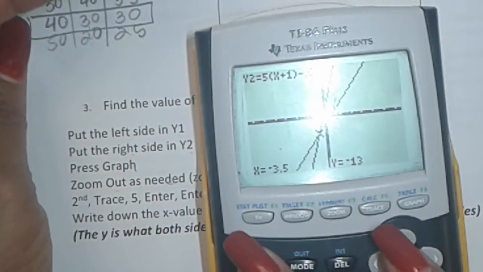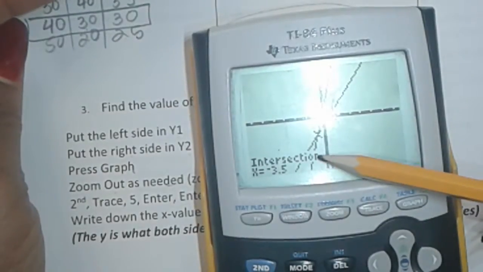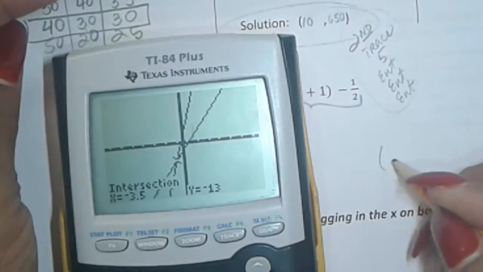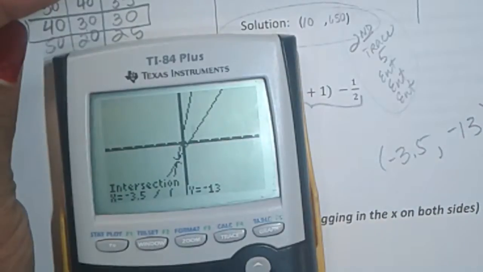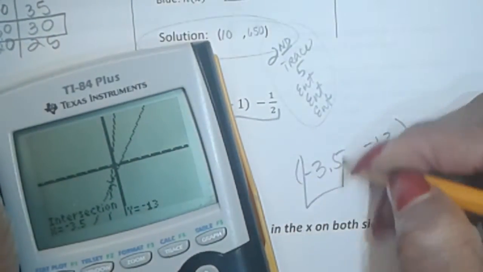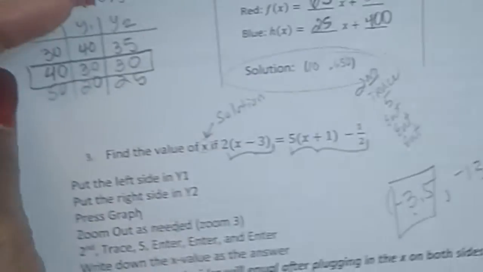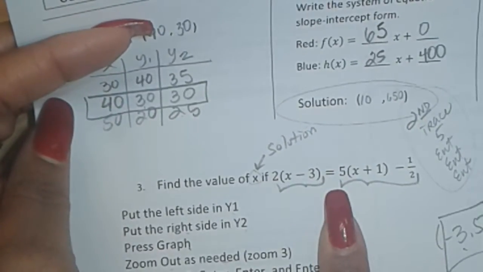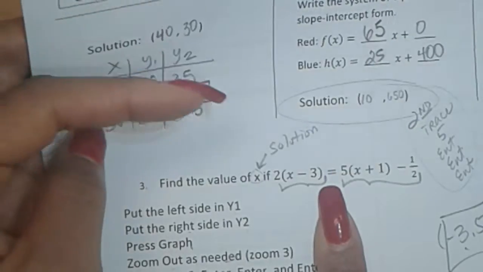So let's do it one more time. Second trace 5, enter, enter, enter. Because it says the word intersection, I know I have the answer. So negative 3.5 comma negative 13 is the solution to the system, but the x value is the answer to this one variable equation, to the problem that says solve for x.